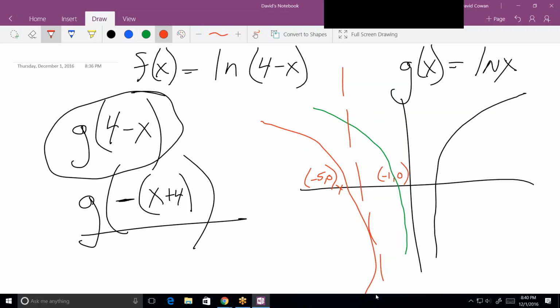In other words, based on that, our vertical asymptote has to be at x equal 4, because you cannot take the log of 0. So I know that in the end, I need a vertical asymptote right there. And my graph has got to look something like that. So where did I go wrong?